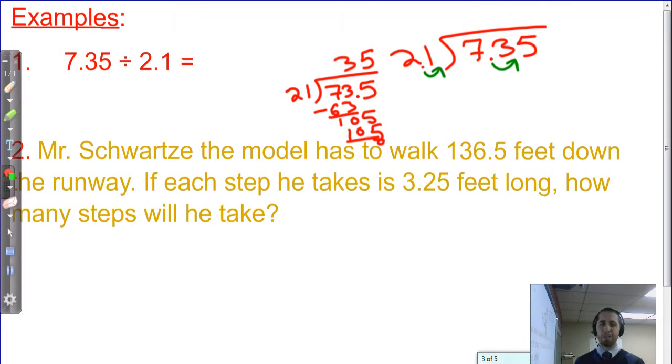The last thing we need to remember is take that decimal, put it in our answer by taking that decimal elevator. It just moves straight up into our quotient. Quotient is the answer to a division problem. So we have 3 and 5/10ths.